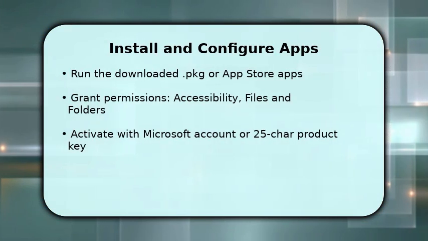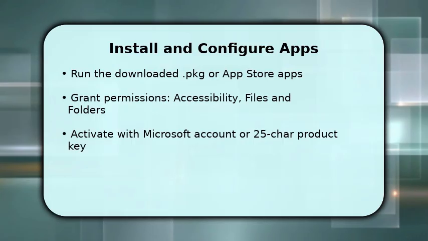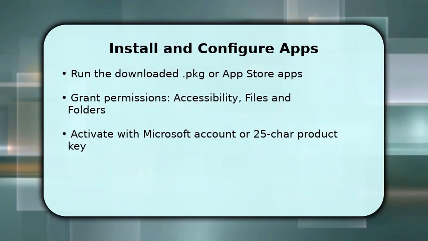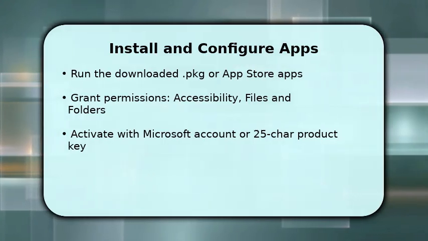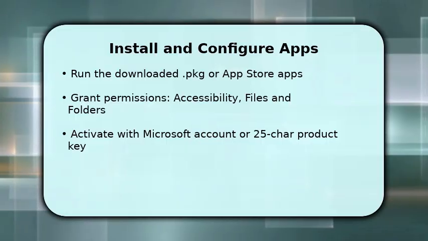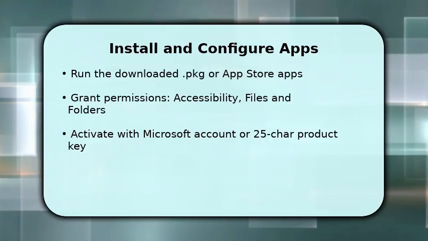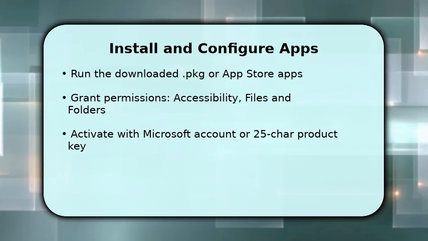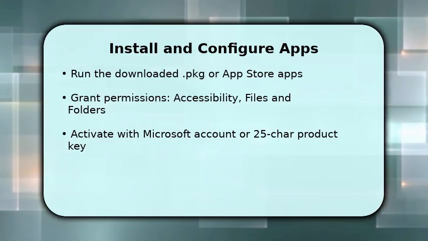After the download completes, run the installer package or launch any Office app from Applications. Follow on-screen prompts to install Word, Excel, PowerPoint, and OneDrive. During installation, grant requested permissions so apps can access files and integrate with Mac OS features like autosave. This avoids file save errors later.